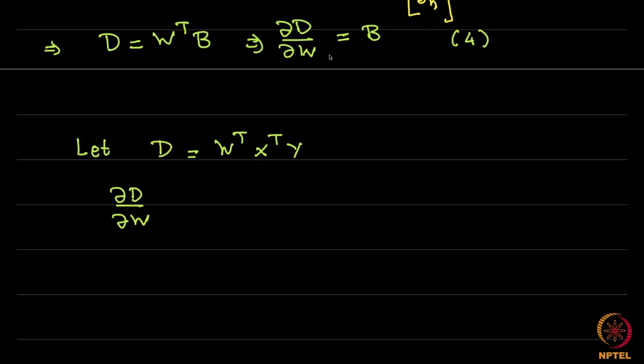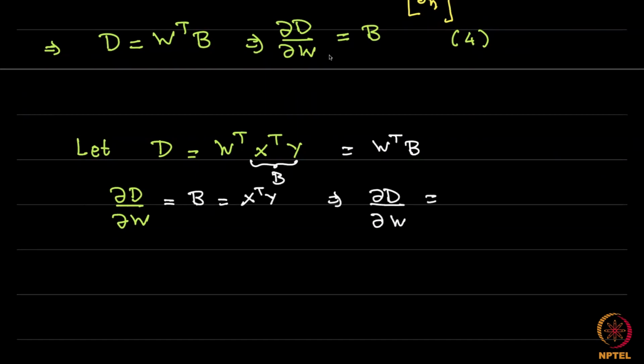And let's call this term B now. This is W transpose B. So we know that del D del W is B, which is nothing but X transpose Y. Okay. So del D del W equal to X transpose Y. So this result directly leads here.